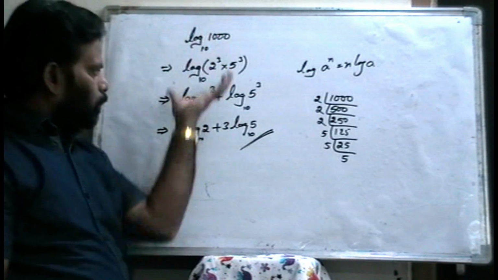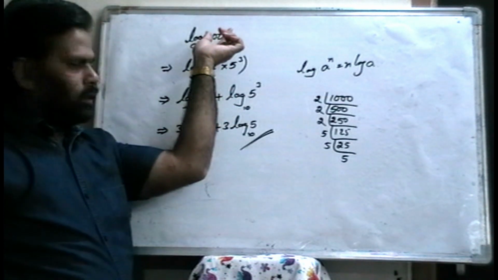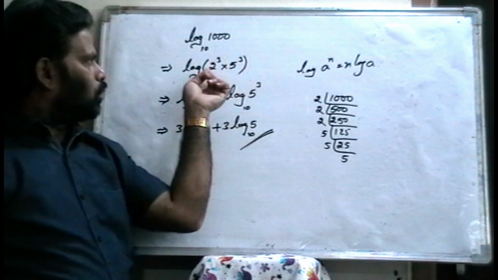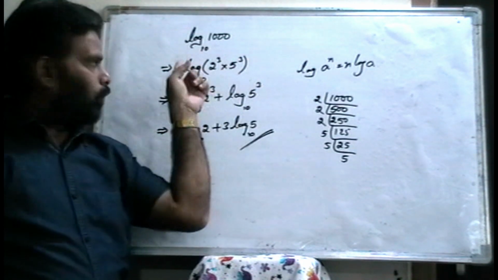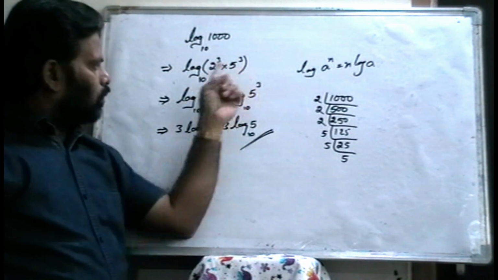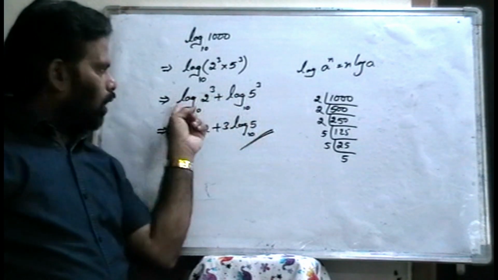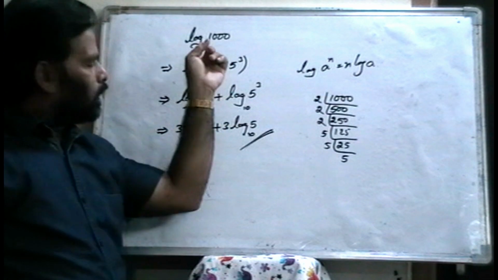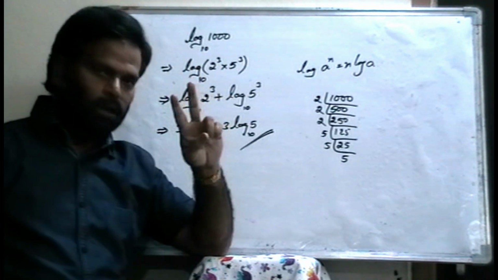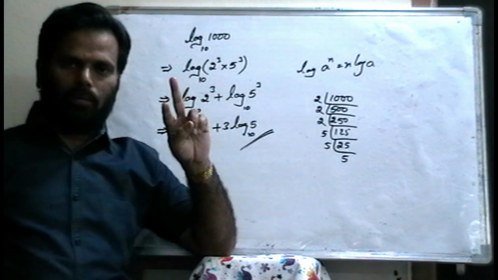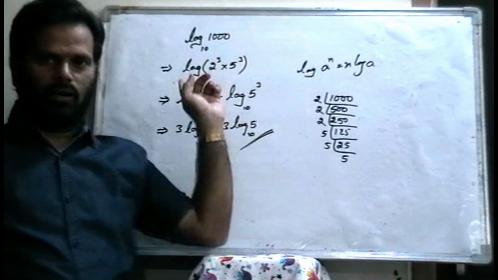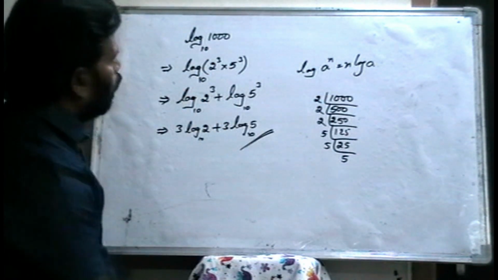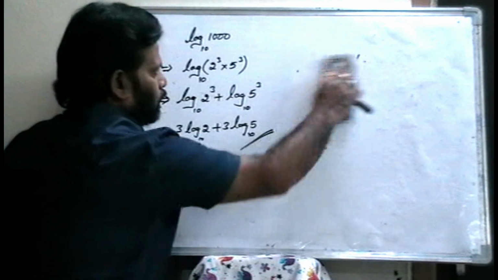Log 1000 expansion. 1000 prime factors 2 cube into 5 cube, in the form of log AB. Log AB is equal to log A plus log B. Log A power n is equal to n log A. So in this sum also we are using two formulas: log AB is equal to log A plus log B, and log A power n is equal to n log A. Right? And also one more example.